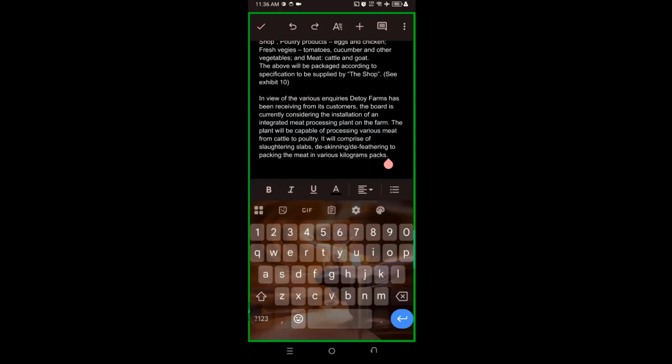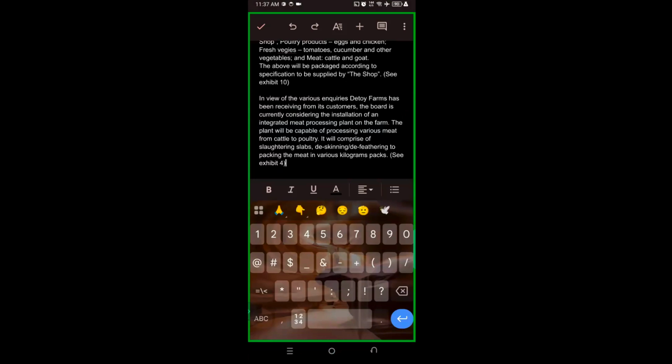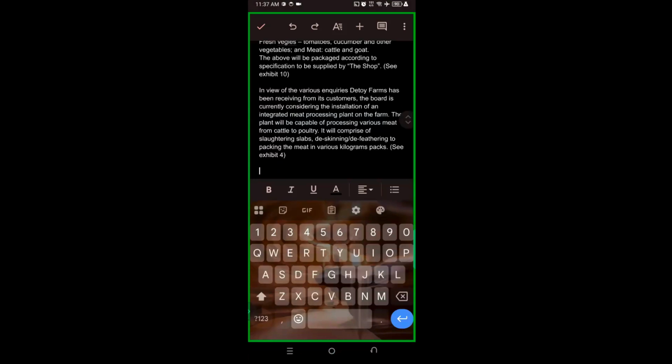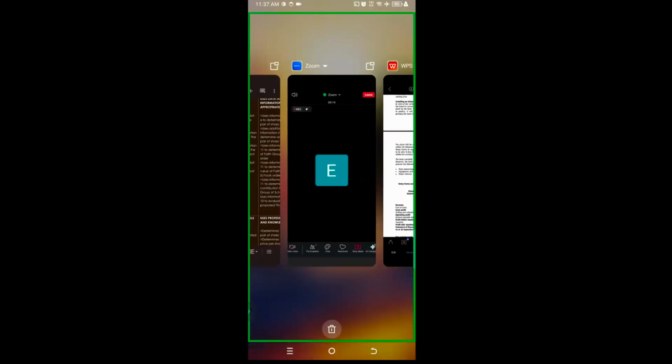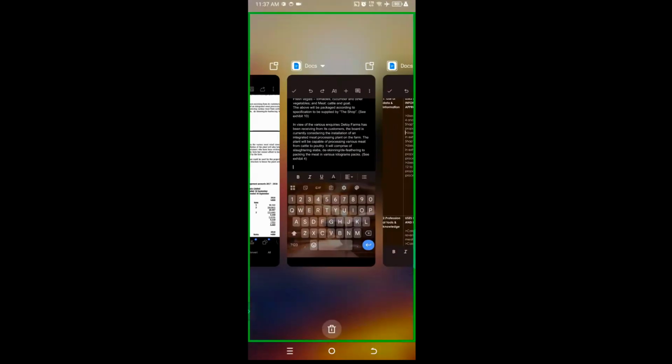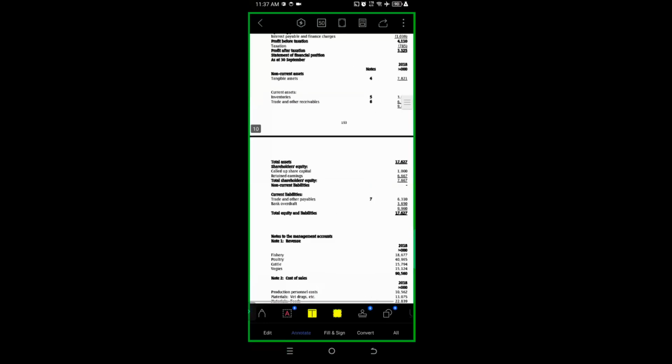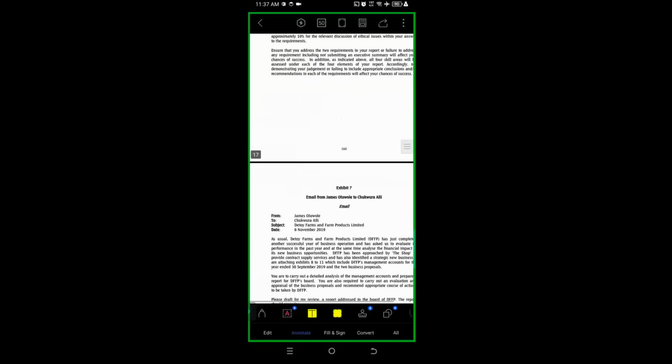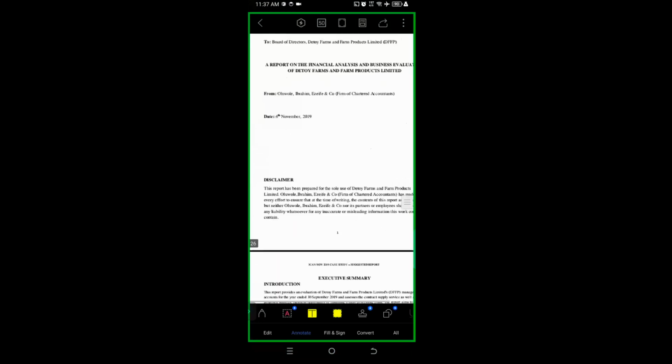So I can say again, I can refer to it, see exhibit 4. Okay, that is point number 3. Let's see what other exhibit they would like us to use. Use information in exhibit 12 to evaluate the proposed integrated meat processing plant. You can see that exhibit 12 is on the integrated meat processing plant, where they give us the data for the meat processing plant.